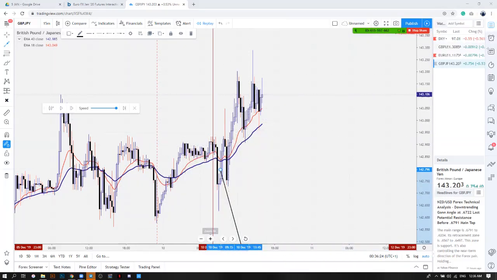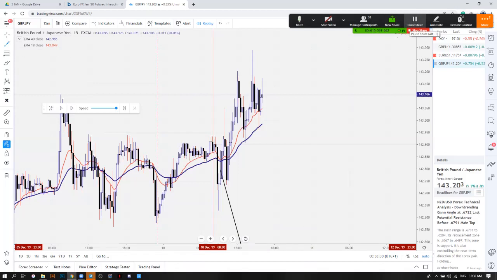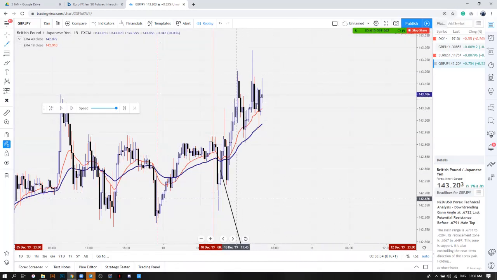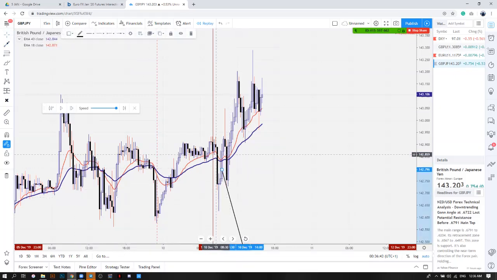Exactly. Now let me make it simpler for you guys. If going into London session you see one big, huge candle out of nowhere, that is the false move. That is your false move. This is why you guys were all saying you're going to sell, because I knew this was going to get you guys. I knew it.